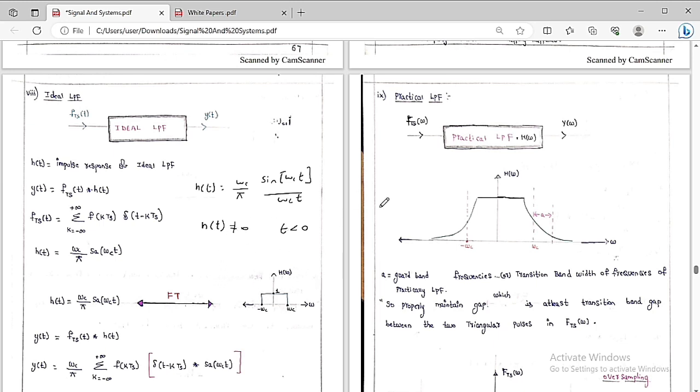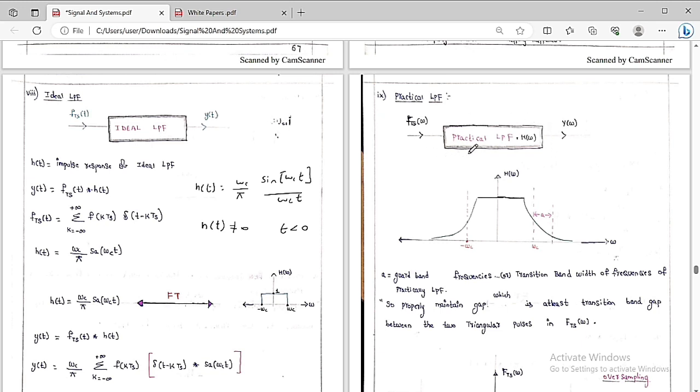So that is the reason now we are going to go for the practical low pass filter. I think you understood here, h of t is not equal to 0 for t less than 0 means it is a non-causal system because the output is going to depend upon the future values of the input. Because of this reason, this is impractical to design. It is not a physically reliable system, not a realizable system. So that is the reason we are going to discuss the practical low-pass filter.